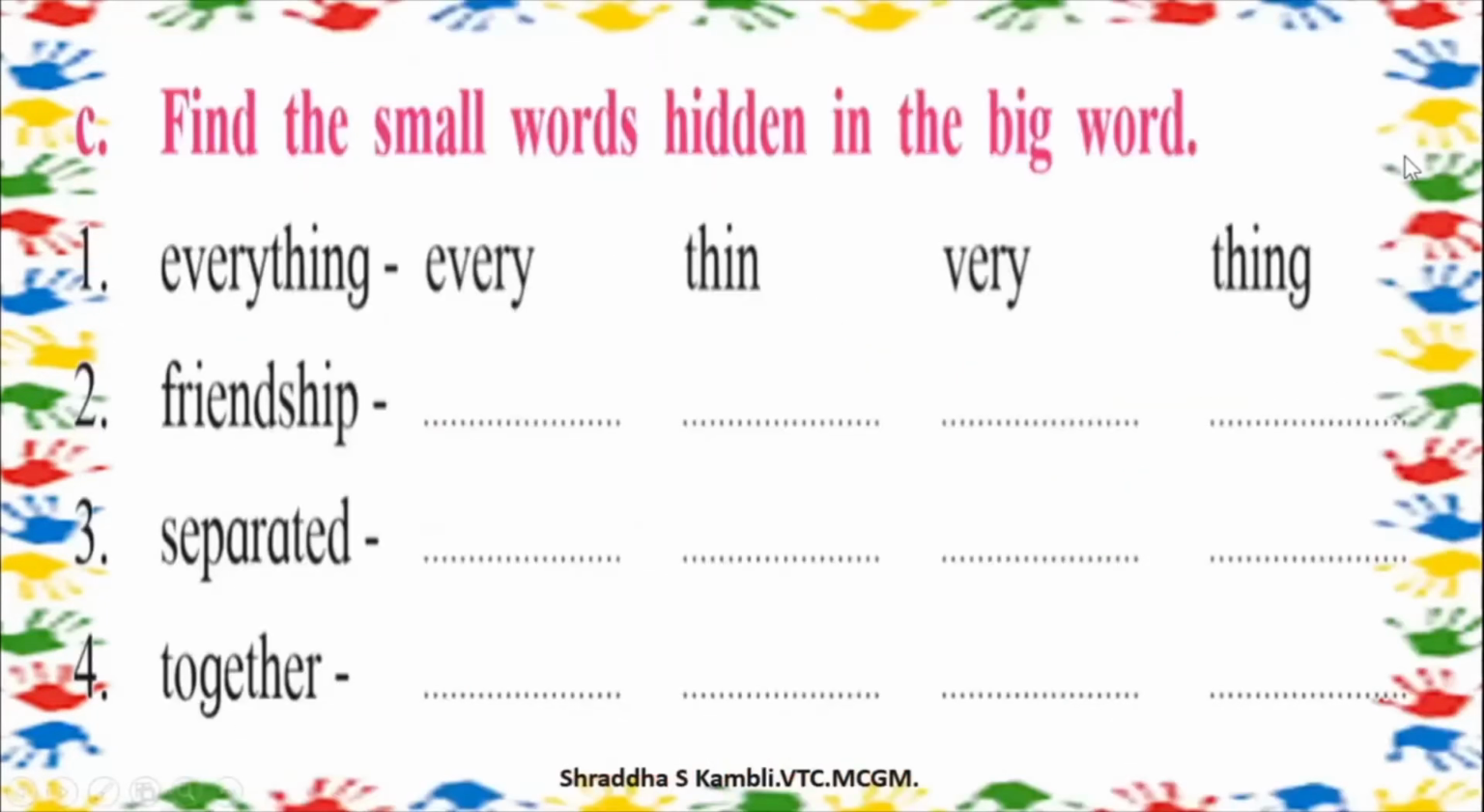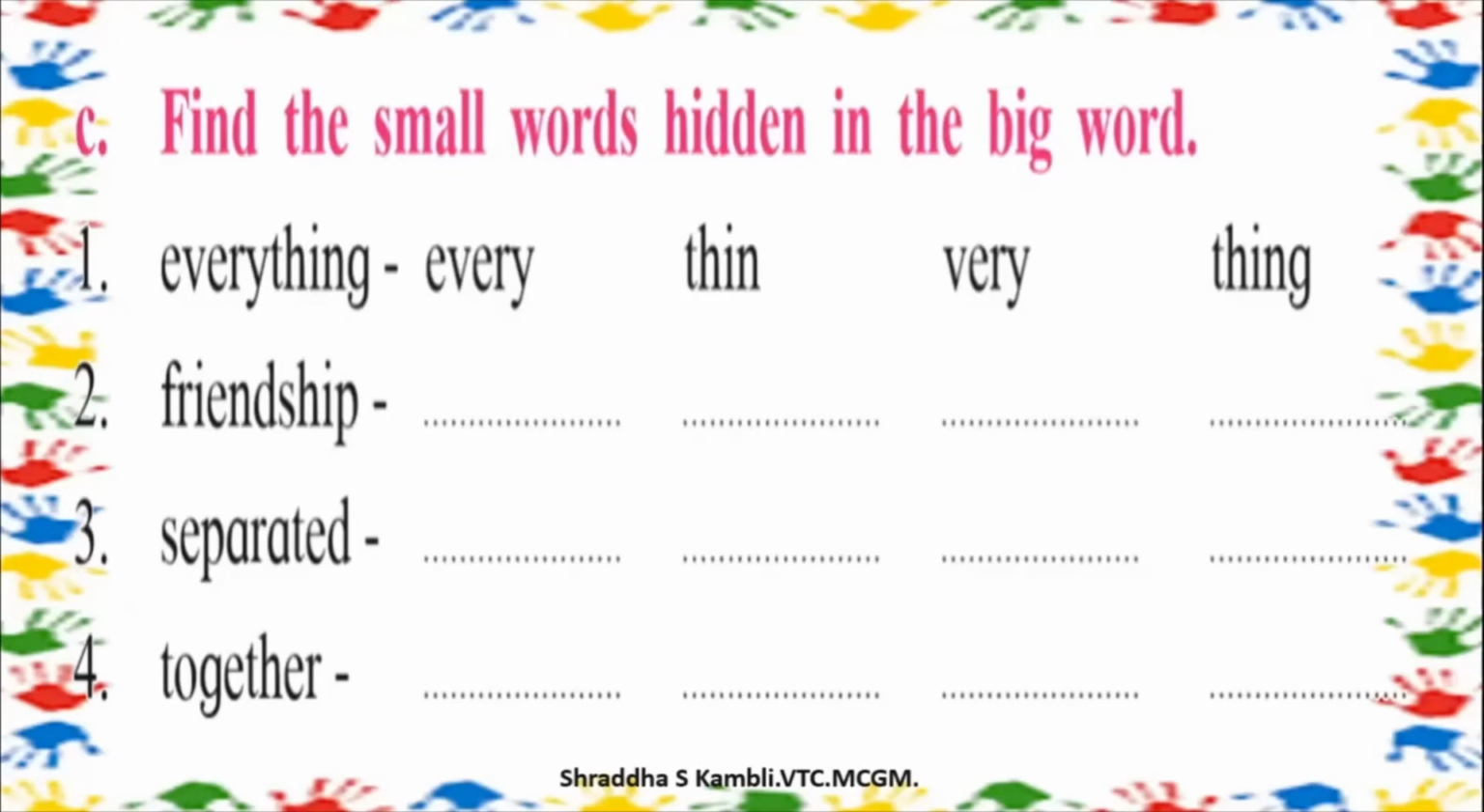Find the small words hidden in the big word. So you have to find out the smaller words which are hidden in the big word. So look at the big word here. Everything. You can pick out every, E-V-E-R-Y. You can pick out thin, T-H-I-N. You can pick out very, V-E-R-Y, and T-H-I-N-G, thing. Okay, so now you pause the video and try to pick out as many words as you can from friendship, separated, and together. Then you can come back and check with my answers.